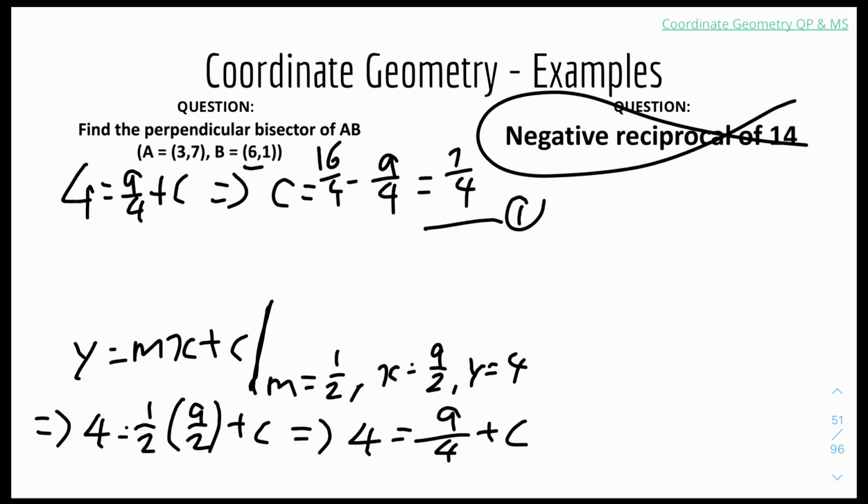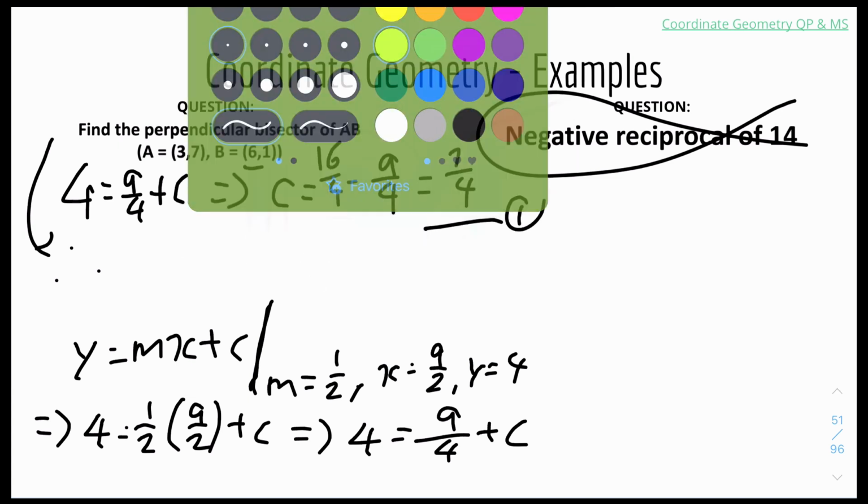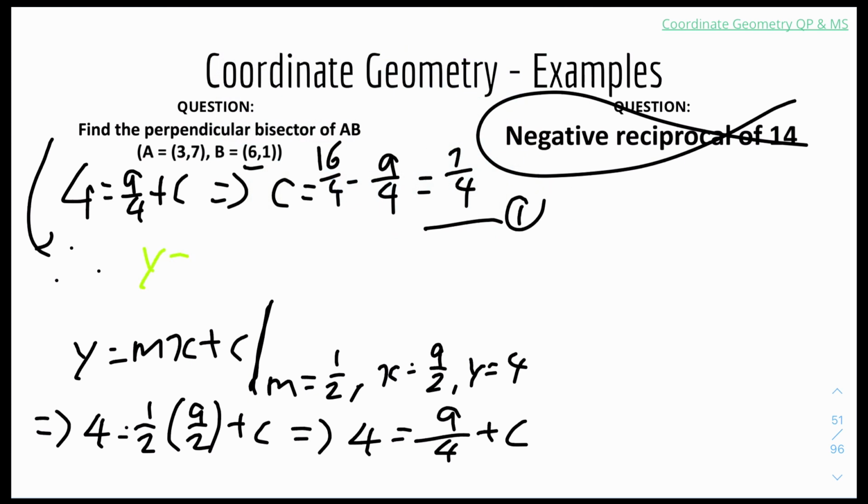Therefore, combining all elements together, the perpendicular bisector of AB would be y equals 1 over 2 x plus 7 over 4. Let's just write it in the new color: y equals 1 over 2 x plus 7 over 4. And that's our final answer.